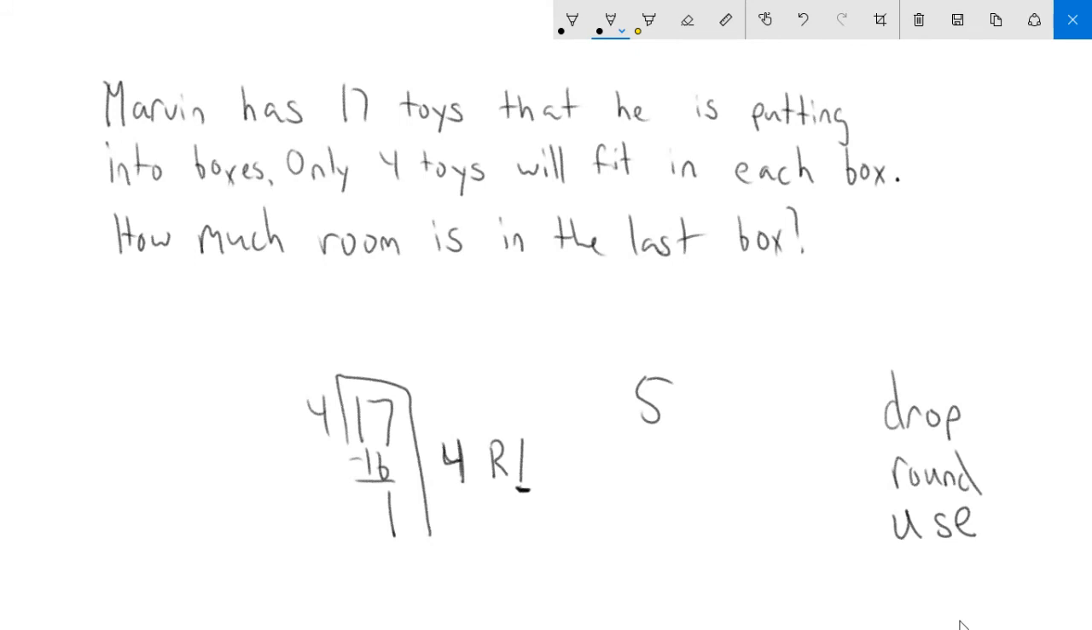Okay, now it sounds like I'm really focused on the remainder, and I am, but this is where it gets tricky because we know there's 1 in the last box. You know, we can draw it out. All right, so I have 1 thing in this last box, but we'd have to stop and think, how many are actually able to fit in there? Well, I can fit 4 of them in there, but only 1 is. So how much room is in the last box? Well, there's room for 3 more of them. So my answer on that question would be, well, there's room for 3 more toys.